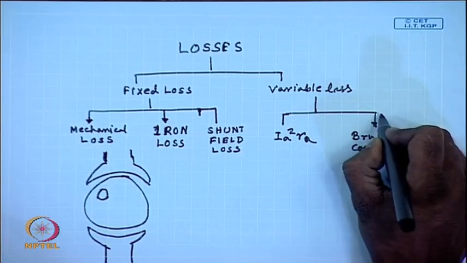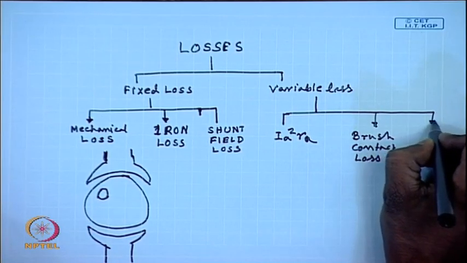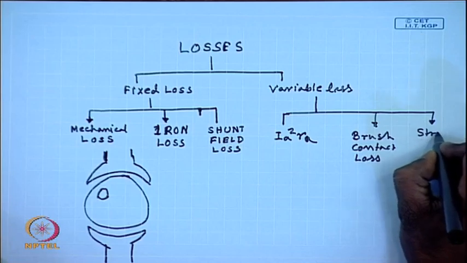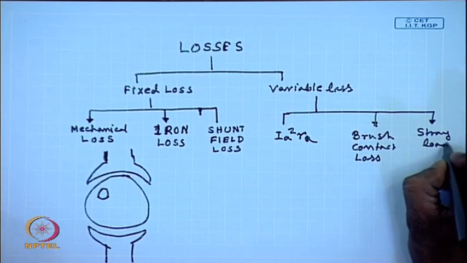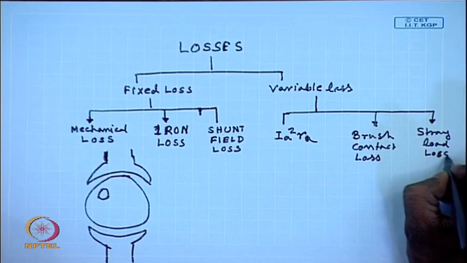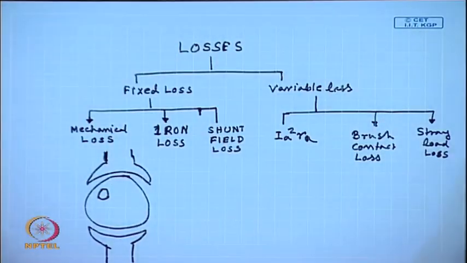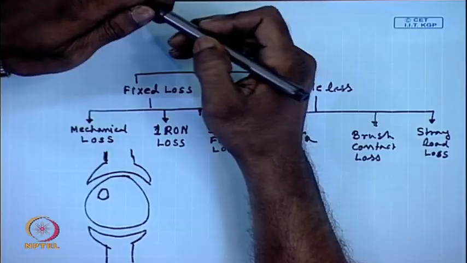In addition to this, there is something called the stray load loss. There are several mechanisms that go into producing this stray load loss. For example, the skin effect of the armature conductors, and then the induced iron loss in the end covers, overhangs, skin effect of the overhang. All these items go into making the stray load loss.